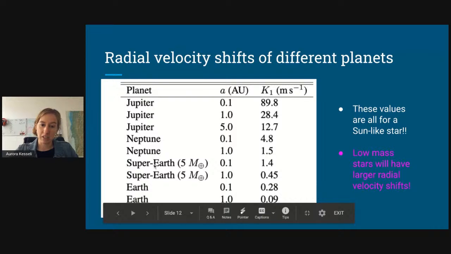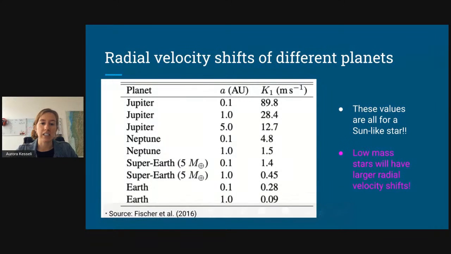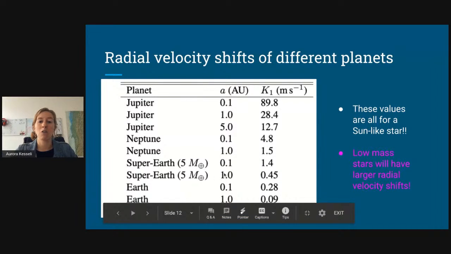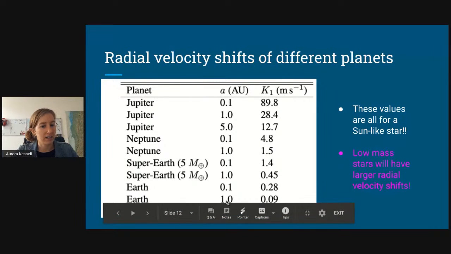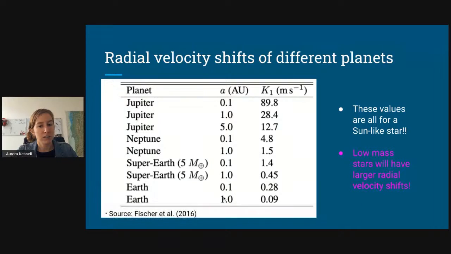Moving down to even lower masses, if we want to detect a super Earth, 5 times the mass of Earth at 0.1 AU, we need to measure radial velocities with 1.4 meters per second precision. And that's at 0.1 AU. If we go out to 1 AU, the distance where Earth is, we need to be able to measure 0.45 meters per second. And lastly, for an Earth-sized planet at a very close distance, we need to measure 0.28 meters per second. But for an Earth-like planet at an Earth distance, we need to be able to measure 0.09 meters per second.